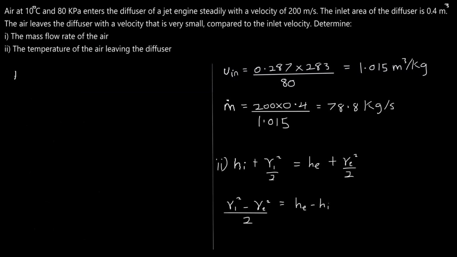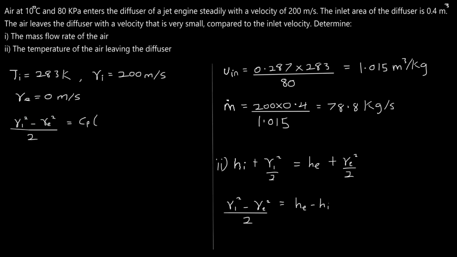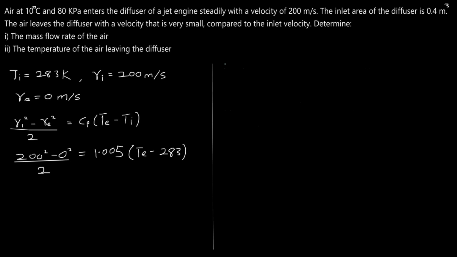We know the inlet temperature is 283 Kelvin and the inlet velocity is 200 meters per second. The exit velocity is small compared to the inlet velocity, so it is negligible, and we'll take it as 0 here. Since air is an ideal gas, we can write the equation as the square of the inlet velocity minus the square of the exit velocity divided by 2 equals the specific heat at constant pressure times the exit temperature minus the inlet temperature. So, substituting our known values, we have this.